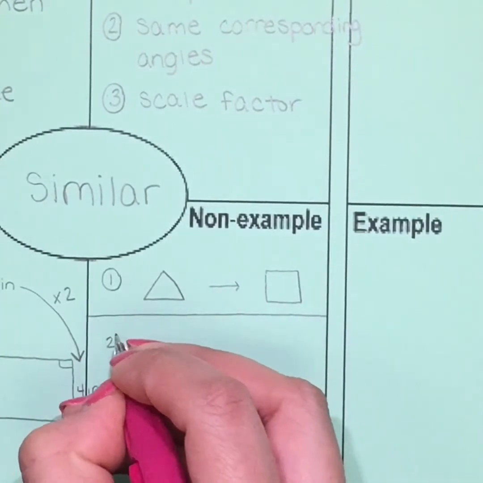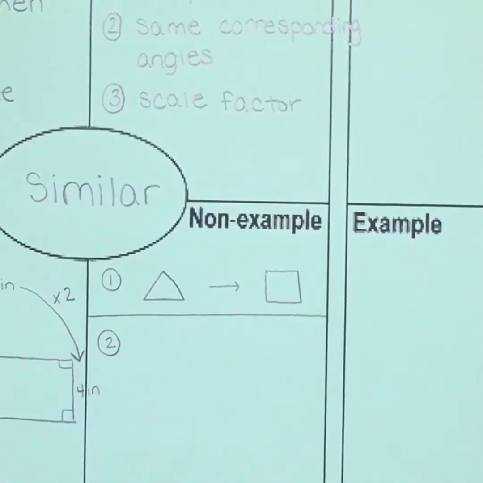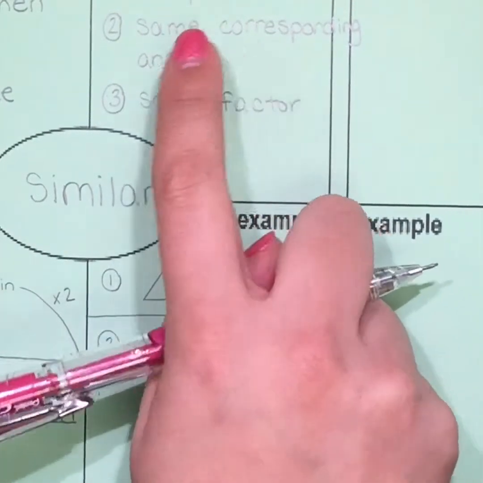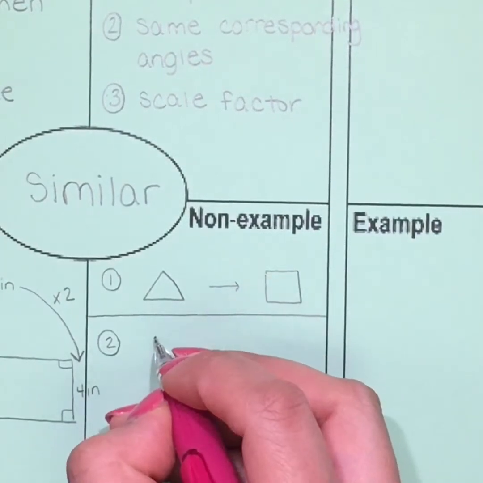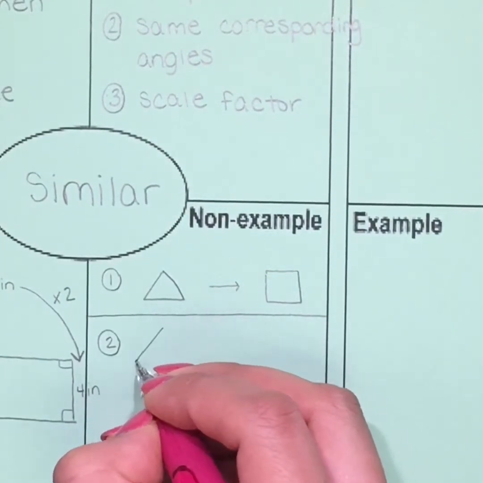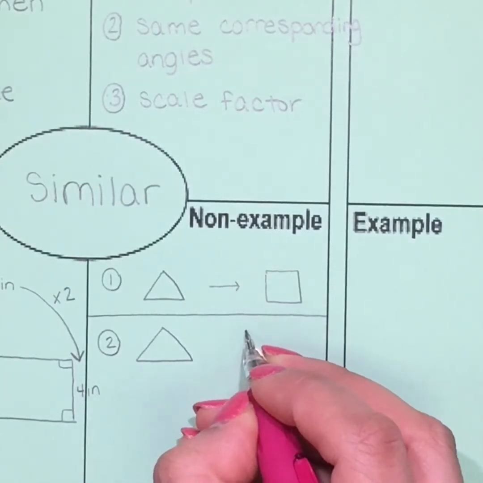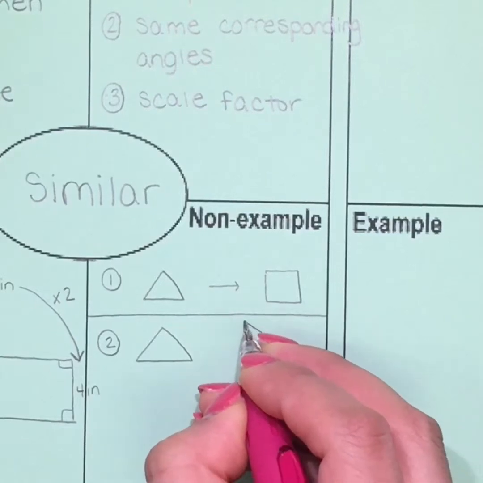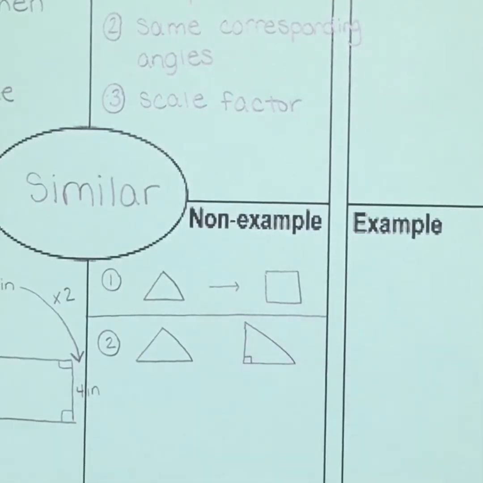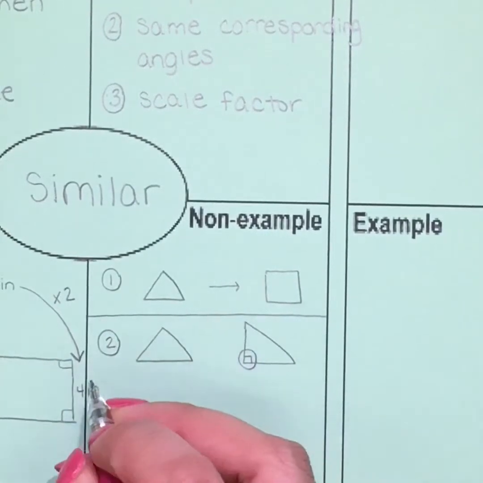Okay, here is the second example. This time, the second characteristic is that they have the same corresponding angles. Okay, well, let's say that we have 2 triangles. I have this equilateral triangle, and then I have this right triangle. And a right triangle means that there is a right angle in the triangle. Looking at these 2 triangles, I can see that this one has a 90-degree angle and this one does not. So I know that the corresponding angles are not the same. So those 2 are not similar.